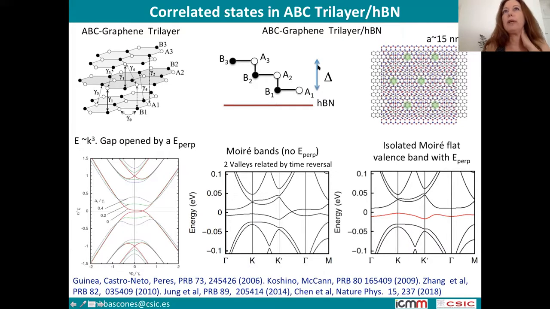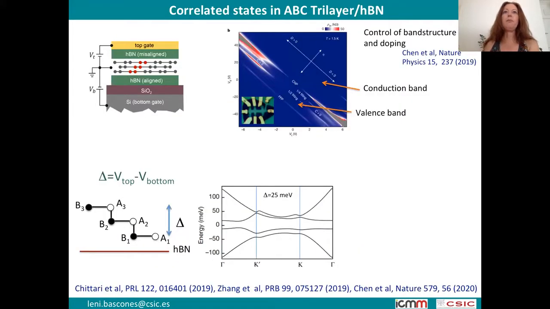If an electric field is applied perpendicular to the heterostructure, so there is a voltage drop, a gap opens at charge neutrality. In the Moiré system, the valence band becomes isolated. This valence band is isolated and quite flat, and so it will have quite a tendency to show correlated states.